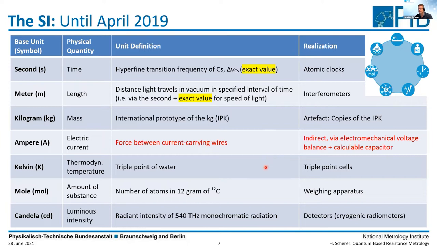Also interesting to note is that the unit of mass was defined by an international prototype of the kilogram, the so-called IPK, which you already saw on one of the previous slides. And for us in electricity, it's interesting to note that the ampere, the unit of electrical current, was defined via the force between two wires that each carry a current. The realization of the ampere for a long time was done indirectly via an electromechanical voltage balance apparatus in combination with a calculable capacitor for the impedance.